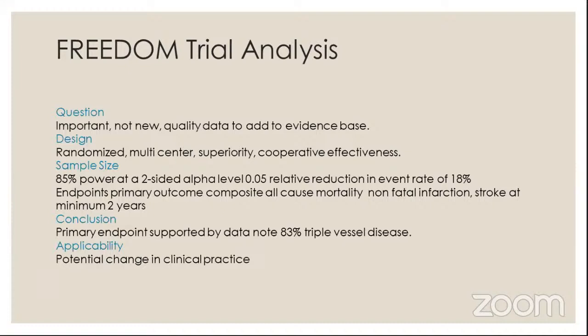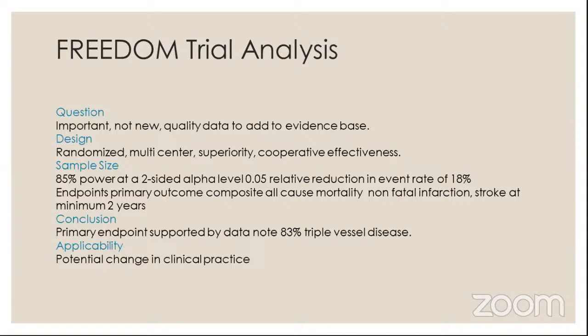So analyzing the FREEDOM trial, we first analyze the question. It was an important question to be raised, though it was not new. It has provided quality data and was added to the evidence base. The design was randomized, multi-center, superiority and comparative effectiveness, comparing the PCI group with the CABG. The sample size gave almost 85% power at a two-sided alpha level of 0.05, with an event rate of 18%. The primary outcome endpoints were a composite of all-cause mortality, non-fatal infarction and stroke at a minimum of 2 years.